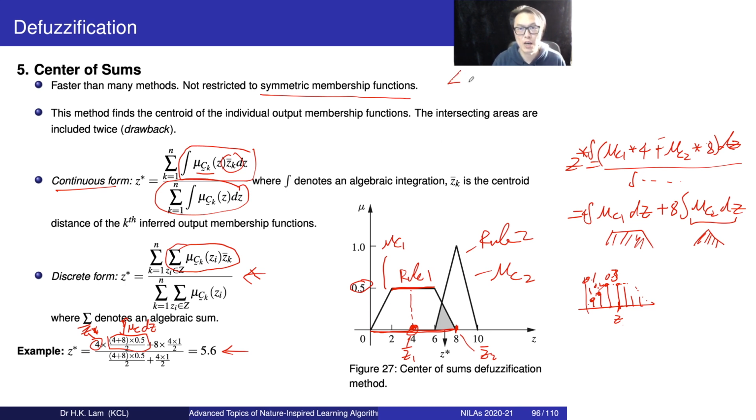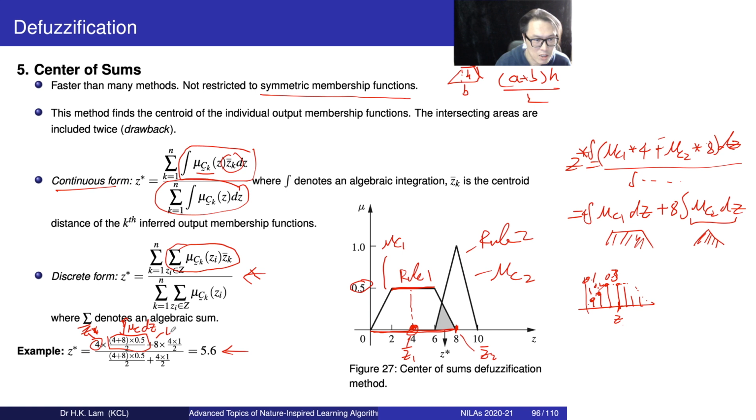That means when you are given a trapezoid, the top is A, the base is B, and the height is H. So that is A plus B times H divided by 2. That is the area. Move on to the next membership function, 8, that is the center right here.